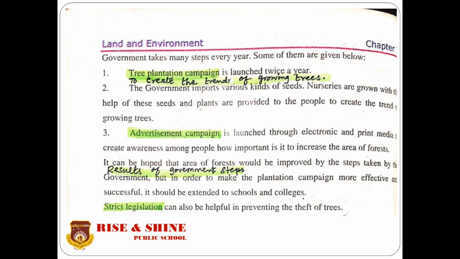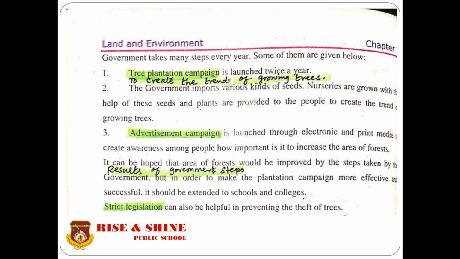Write the heading, to create the trend of growing trees. The government imports various kinds of seeds. Nurseries grow plants with the help of these seeds, and the plants are provided to the people to create the trend of growing trees. What is the effort of the government? The government is importing seeds from other countries and providing them to the nurseries. Nurseries are producing small plants, and they provide them to the people to increase the trend of growing trees.